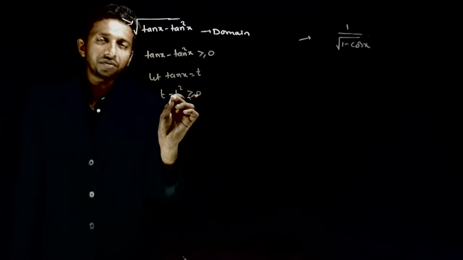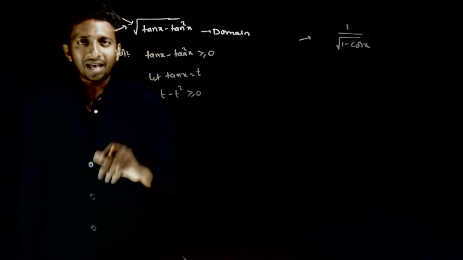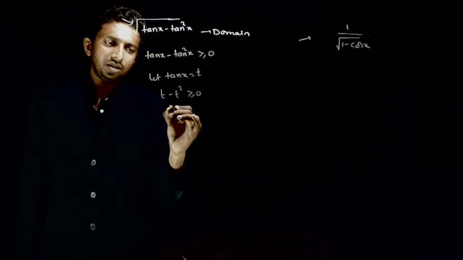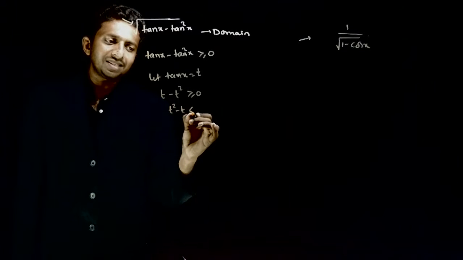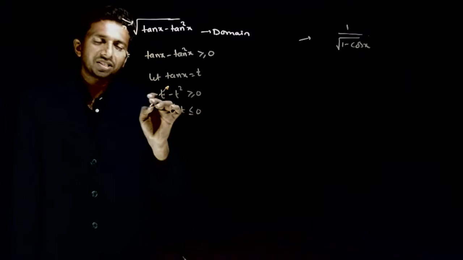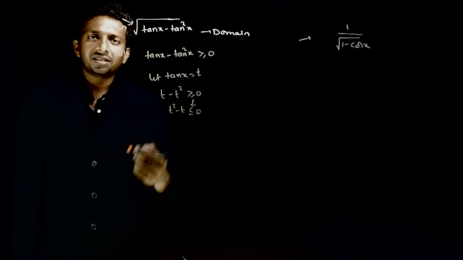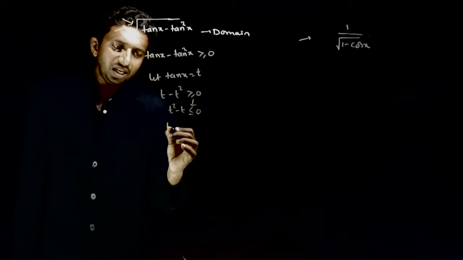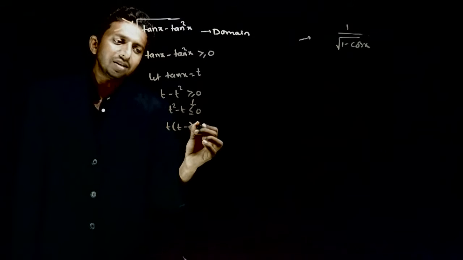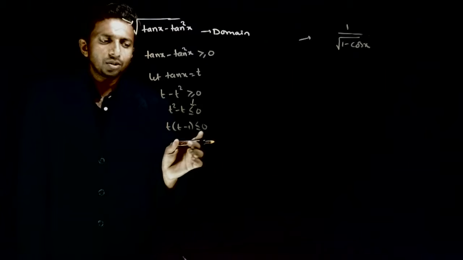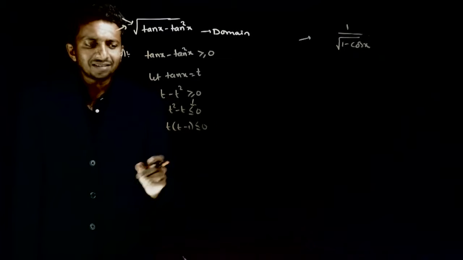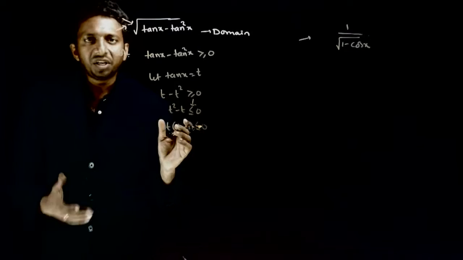So you have t square coefficient negative. So what I do is I'll multiply it with -1. So t square minus t is less than or equal to 0. -1 से दोनों साइड मल्टीप्लाई किया तो साइन रिवर्स हो जाएगा. So t square minus t is less than or equal to 0. So t into t minus 1 is less than or equal to 0. So quadratic expression less than 0 implies the variable lies between the roots.